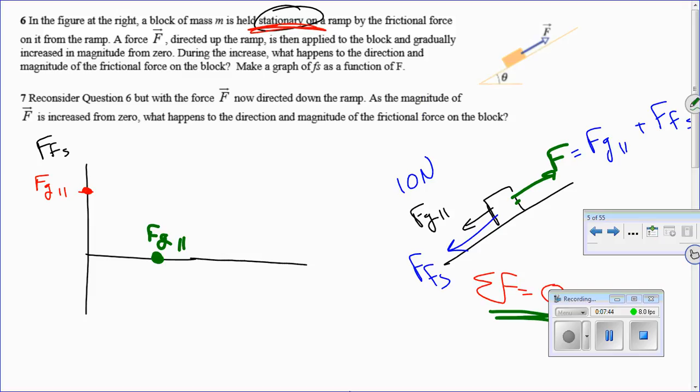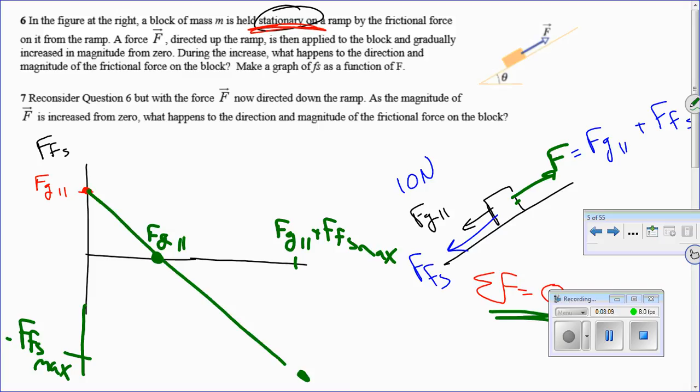So, let's see. What we just decided was that when this force is Fg parallel plus Ffs max, then my force of static friction is going to be negative Ffs max, right? Because now it's pulling down the ramp. Follow or no? All right. Basically, you just get a nice straight line that goes like that. And after you exceed your maximum friction, then it moves, and then it's a different problem.